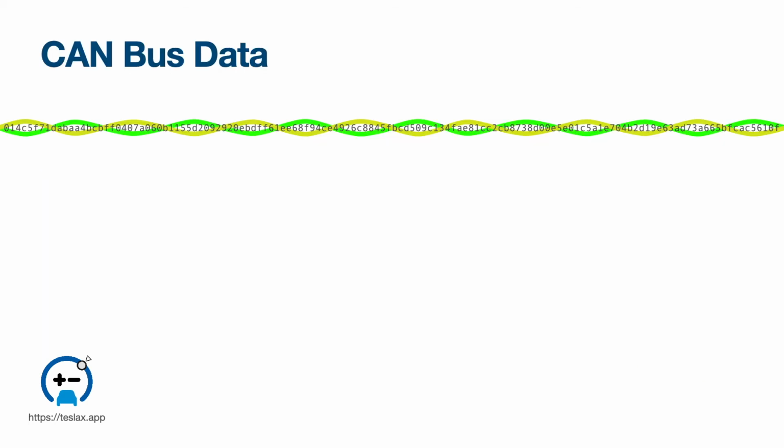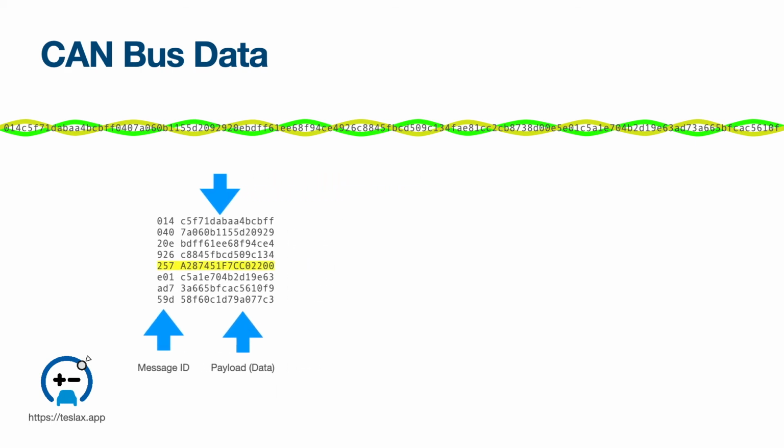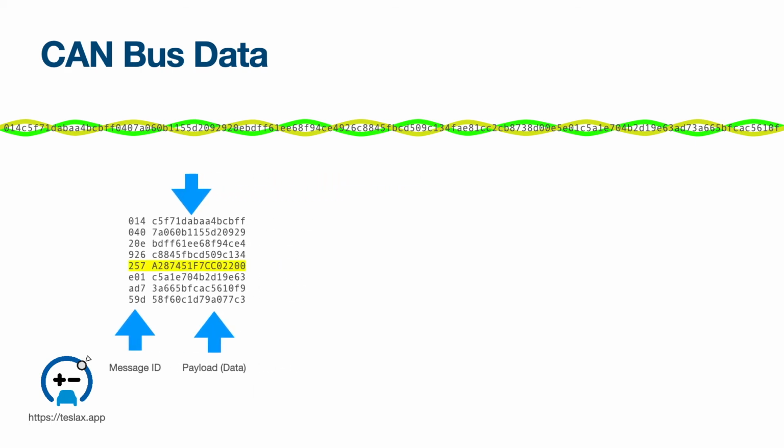The data on the CAN bus is a stream of bytes. This stream can be broken down into frames. A frame consists of a message ID and a payload. Teslax supports passively monitoring CAN bus data for networks with 11-bit message IDs. Buses with 29-bit IDs are currently not supported. The payload is still not super useful. We need to know how to decode these into useful values.